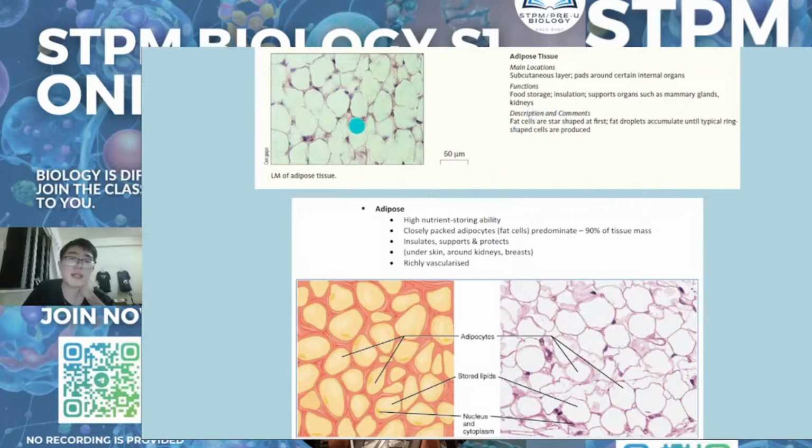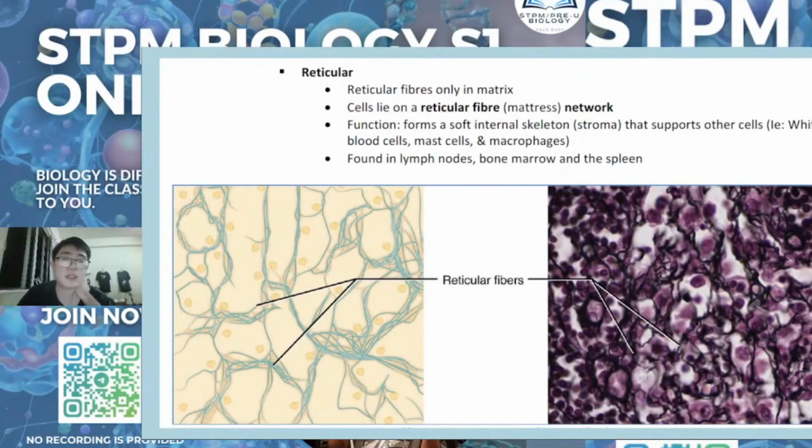That is why people who are fat can tolerate the cold compared to thin people, because it is a heat insulator. Also, it can be found supporting organs. Normally all of the internal organs also contain adipose tissue. Also it can be food storage. Okay, now this is adipose tissue, and another one is reticular tissue.